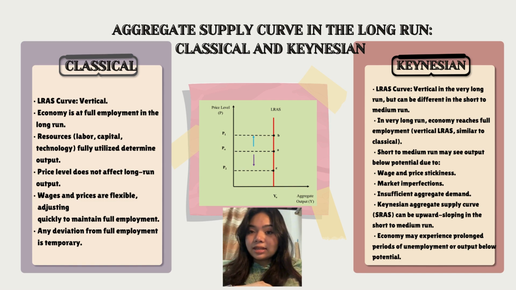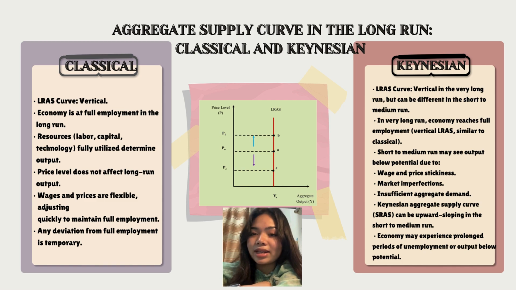The first one is classical economists. Classical economists argue that the long-run aggregate supply curve is vertical, reflecting the belief that in the long run, the economy naturally gravitates towards full employment. Output is determined by the economy's productive capacity, such as labor, capital, and technology, and not by the price level. Classical theory asserts that any deviations from full employment are temporary. This is because wages and prices are flexible, adjusting swiftly to restore equilibrium at full employment.